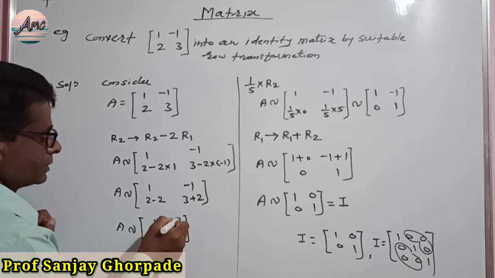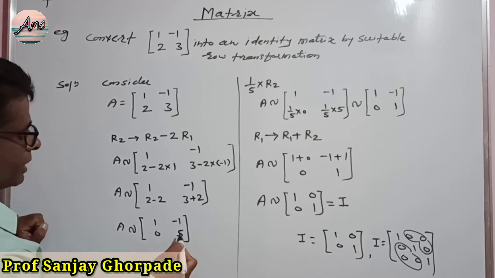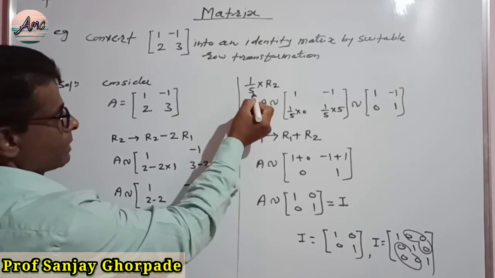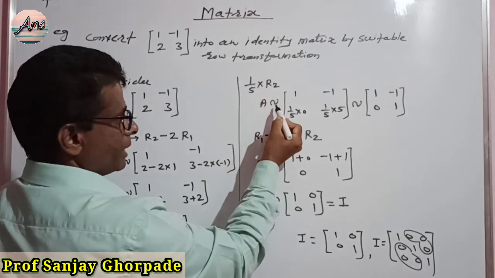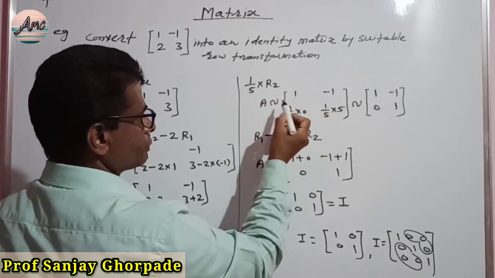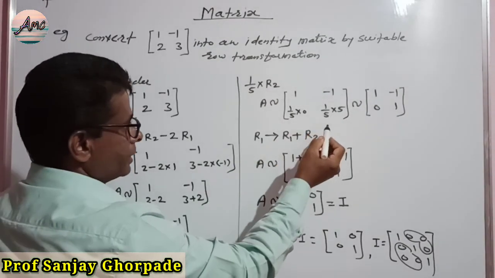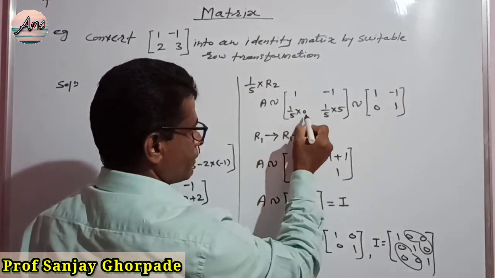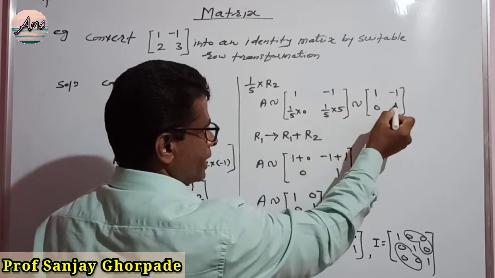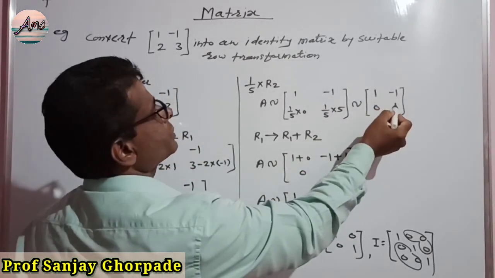Now we have to make this element 0. So first I will make this element 1 by dividing by the same element. So 1 upon 5 into R2. So matrix A is equivalent to 1, minus 1, 1 upon 5 into 0, then 1 upon 5 into 5. So that is 1, minus 1 as it is, 1 upon 5 into 0 is 0, 1 upon 5 into 5 is 1. Then we made this element 1.